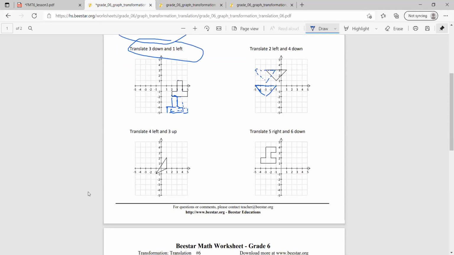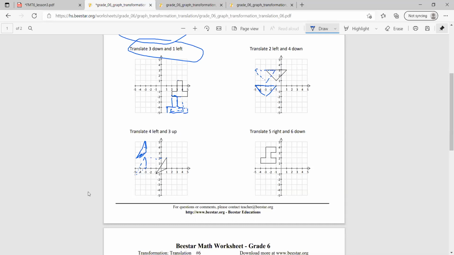Let's translate 4 left and then 3 up. So this is 1, 2, 3, 4. So that, and this, and that, and then 3 up. So 1, 2, 3. So draw this, draw this, and then draw that.